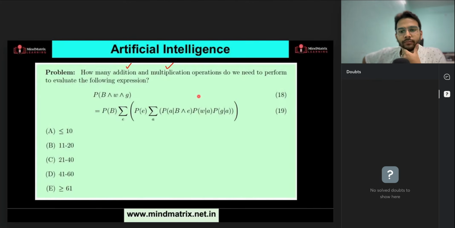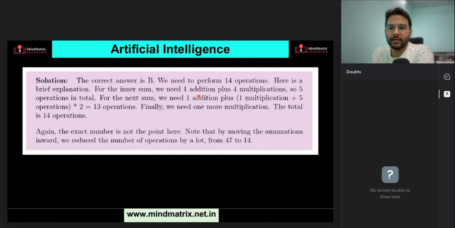Yes. 11 to 20. Okay. What about you, Gurudeep? What do you think? Same? Yeah. So that is correct.